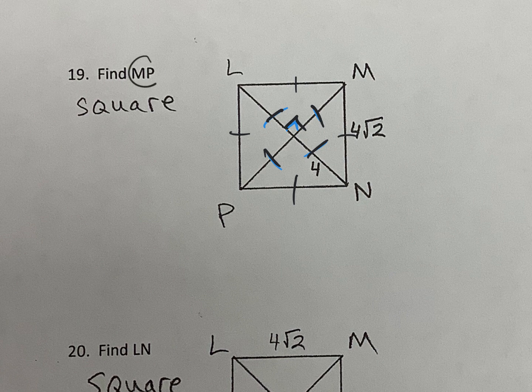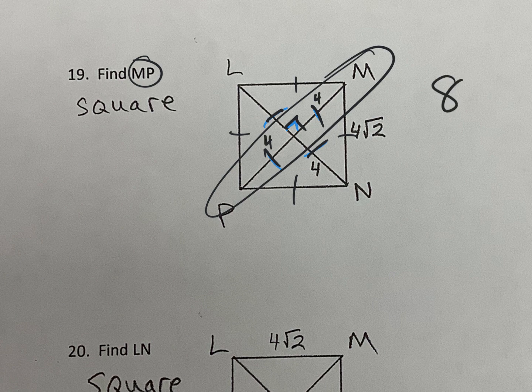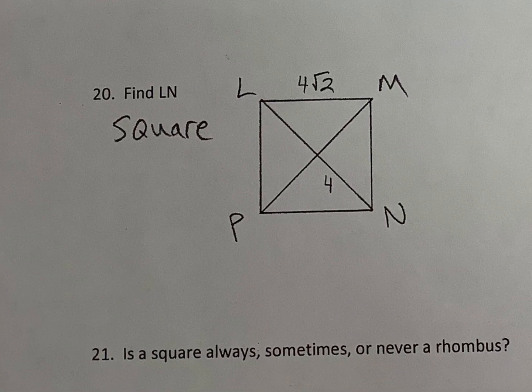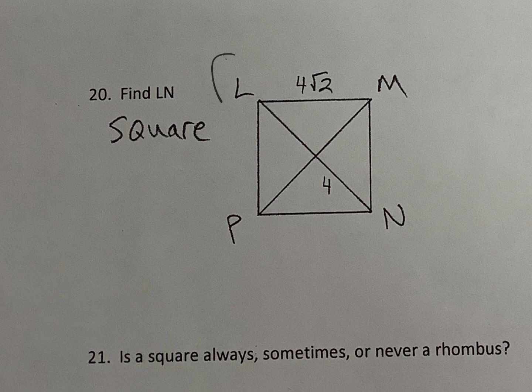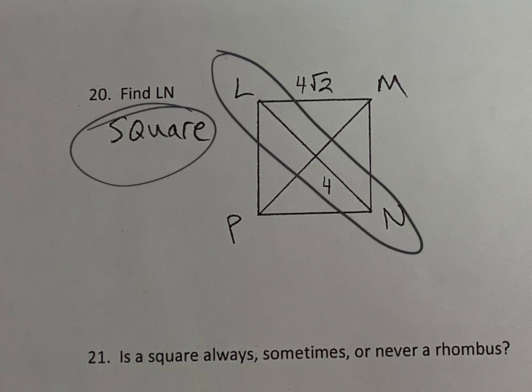It's asking 2 letters, which means length. M to P. Well, all the diagonals are cut evenly, and all the segments are the same. So 4 and 4. So this is 8. Pretty simple. Next one. Same one, LN. It's a square again, so those are the same. So 4 and 4, that answer is 8. Those were pretty easy.